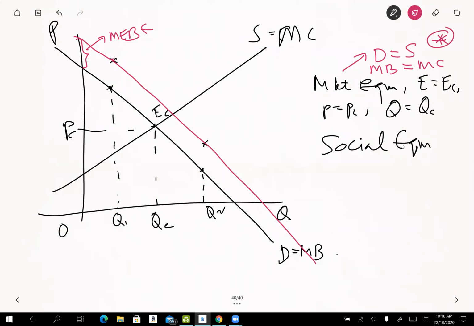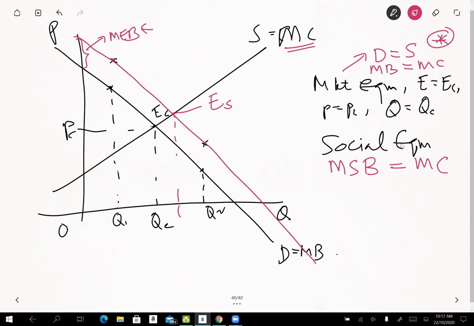When you look at the social equilibrium, from the society's perspective, you got the marginal social benefit equal to the marginal cost, which is the supply function. All right, because the externality is only on the demand function, not on the supply function. So you got the MSB equal to the MC, and the equilibrium will be here. As we can see, that is the social equilibrium. And of course, that will correspond to output level QS, the price level PS.